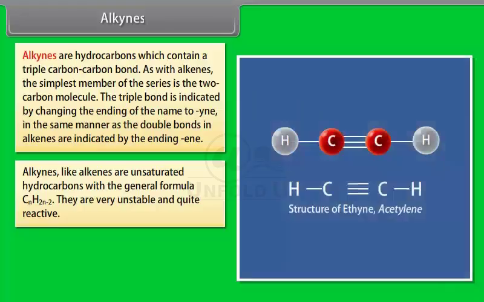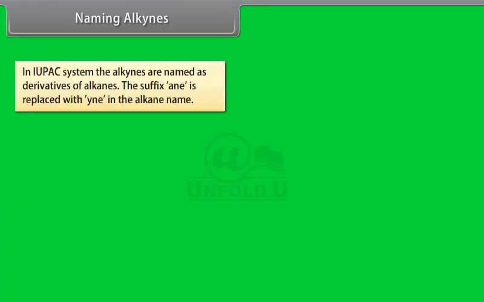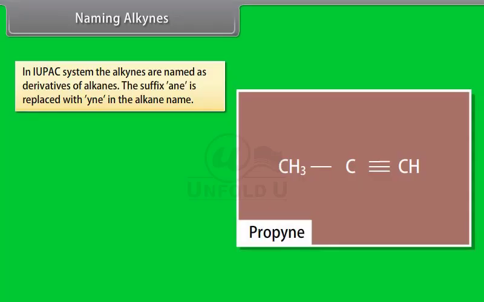For example, ethyne, the simplest alkyne, which is more commonly known by its common name acetylene, is a gas often used as a fuel for cutting and welding torches because it burns with a very hot flame. Naming alkynes. In the IUPAC system, alkynes are named as derivatives of alkanes. The suffix -ane is replaced with -yne in the alkane name. For example, the given compound has 3 carbon atoms and hence the root name is propane. If the suffix -ane is replaced with -yne, we get the IUPAC name of the compound as propyne.